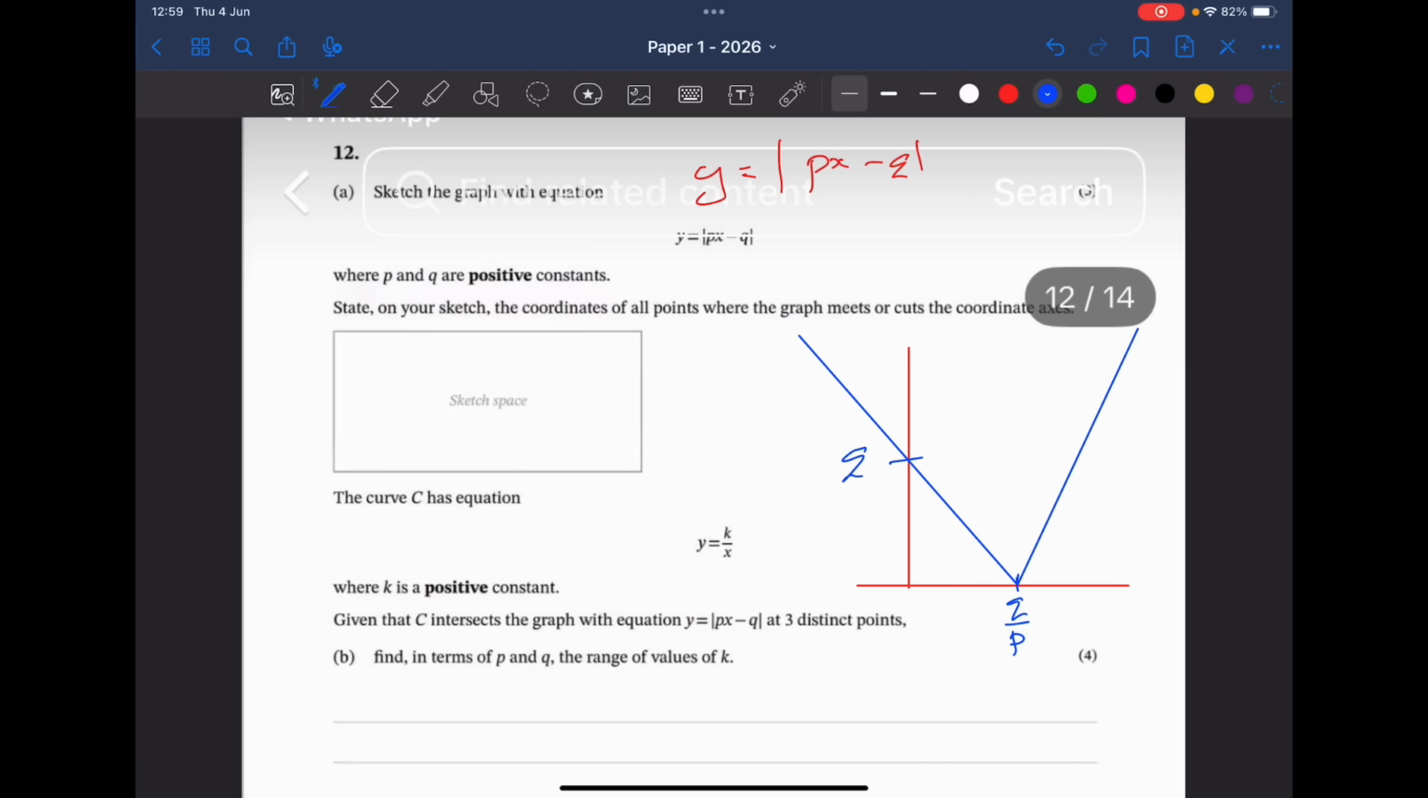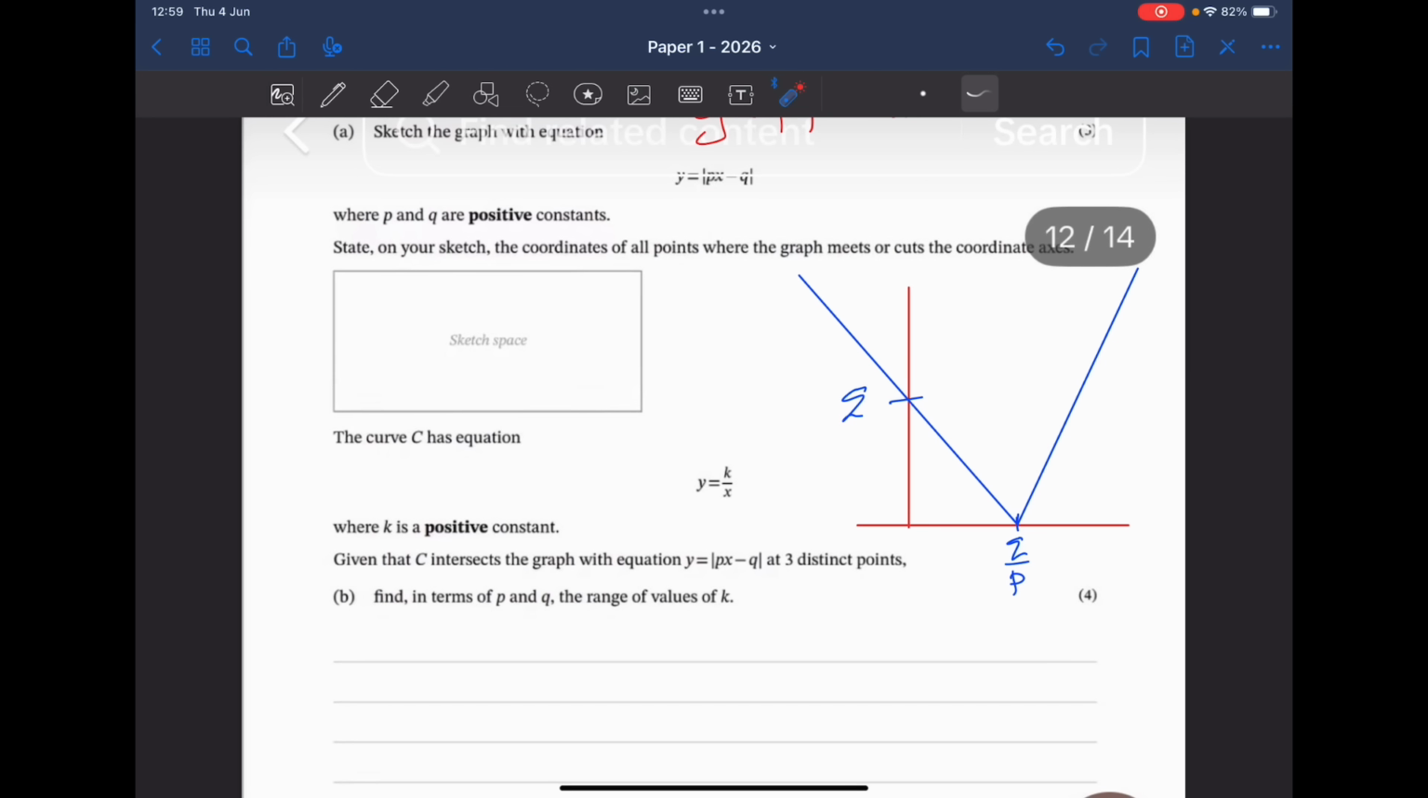And they should be the only points where we cross the axes, I think, on here. That looks good to me. We now have a new equation, y equals k over x. Given that c intersects the curve at 3 distinct points, find in terms of p and q the range of values for k. Okay, yeah, it looks horrendous. I mean, as you draw it, it's not too bad.